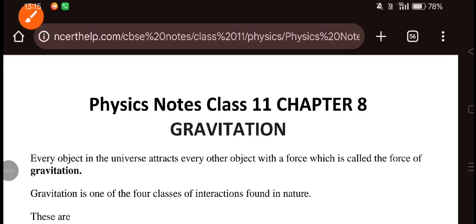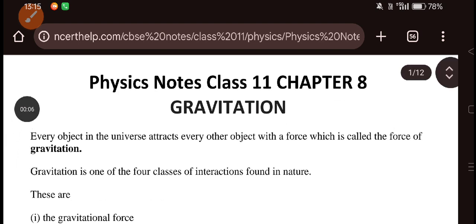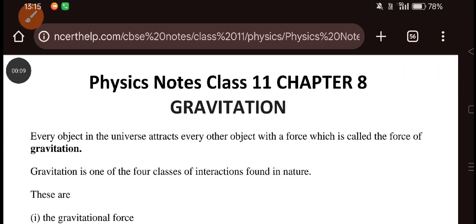Note of first standard 11. Chapter is that name is gravitation. We will cover it in details. Let's start from meaning of it.